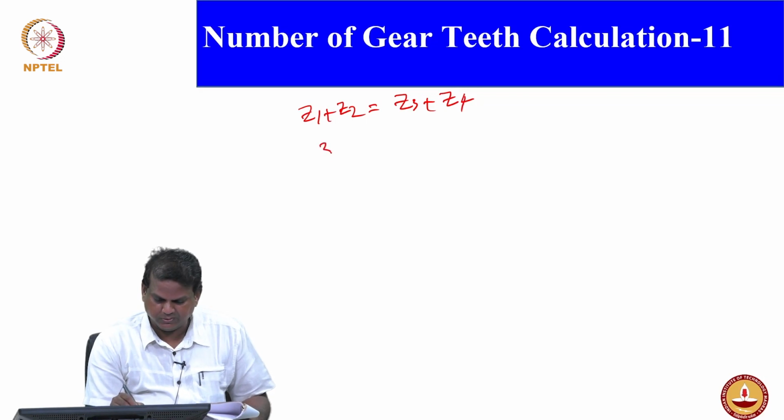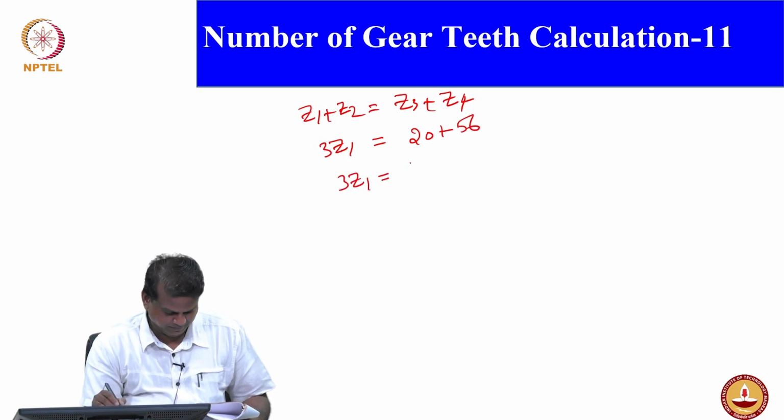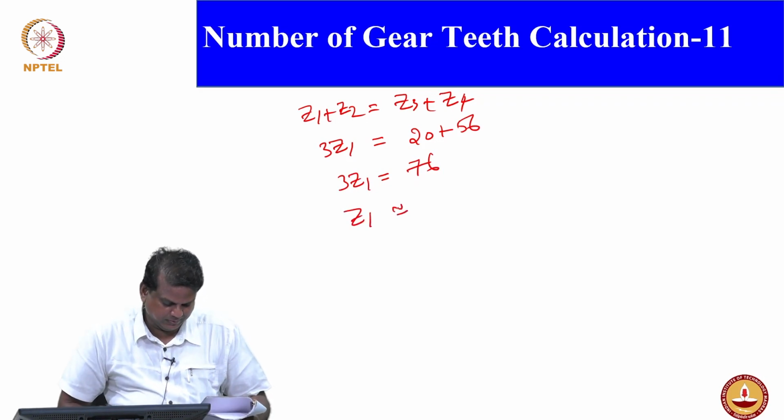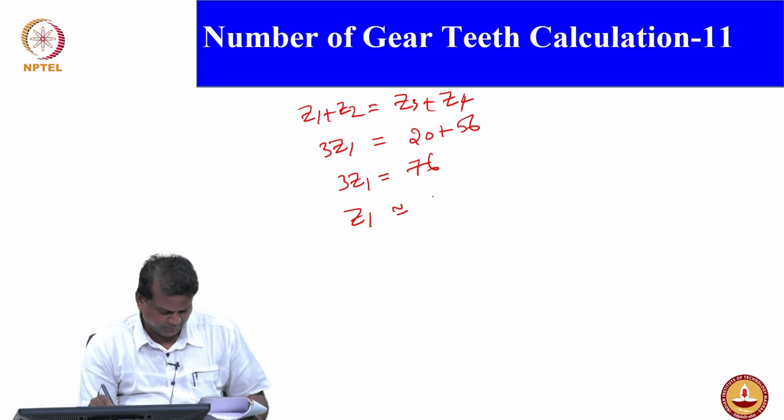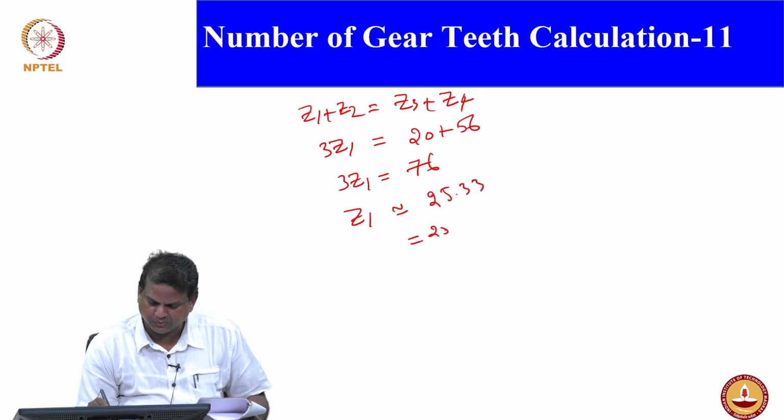So this one should be 3Z1, straight away I am doing, and this one 20 plus 56, right. So 3Z1 should give me 76, Z1 approximately. Okay, approximately I should choose as, it's coming around 25.33. Okay, either I can choose 25 or 26.